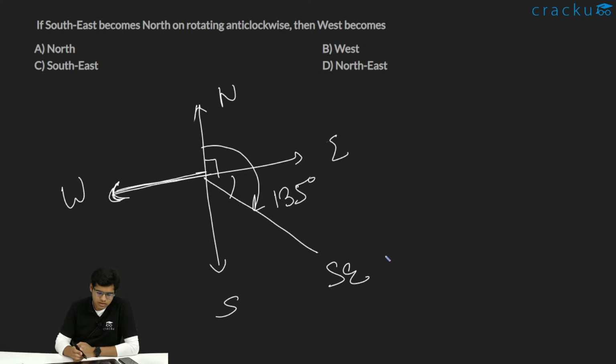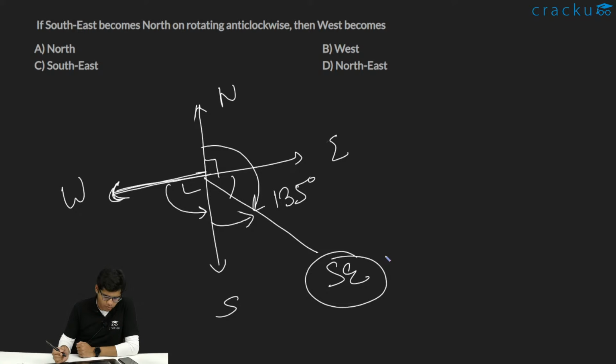Now this is west. Now west, if I rotate 135 degrees, if I rotate west by 135 degrees, what will it become? This is 90 and this is 45, right? So again it is becoming southeast only. Yeah, the figure will remain the same.